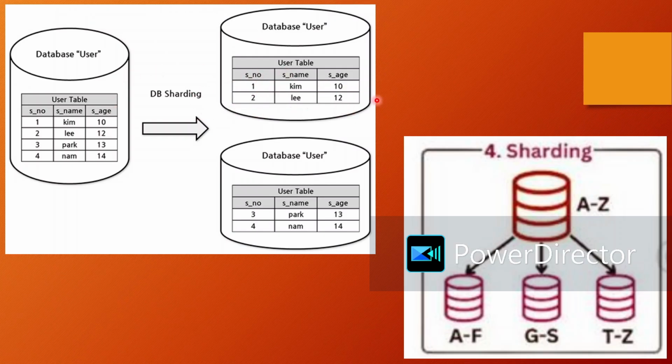rows. These are called rows. Horizontal is rows and vertical is columns. So here it's separating a huge table into two manageable smaller ones. One more example: suppose I have a database ranging from the letters A to Z. I'll divide them into three parts: A to F, G to S, and T to Z will be the last.